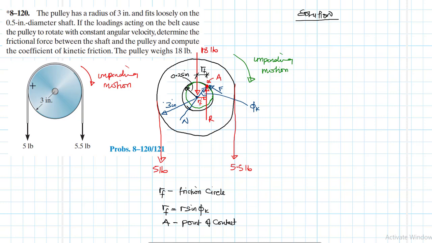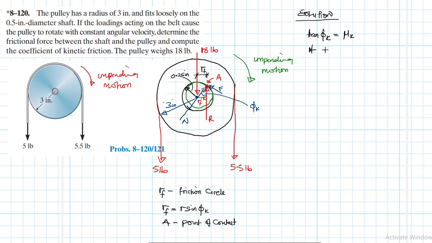Right. So we are going to apply the equations of equilibrium now. We are going to take moments about point A so that we find the friction angle. And we know that for the coefficient of kinetic friction, tan phi k is equal to mu k, the coefficient of kinetic friction.